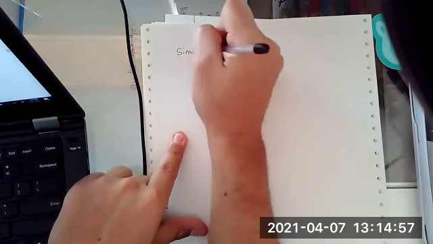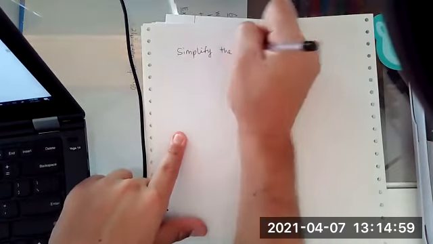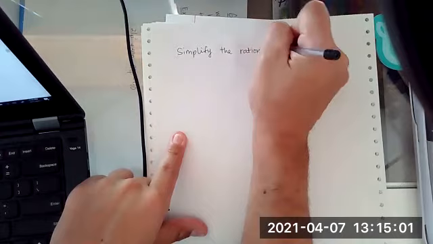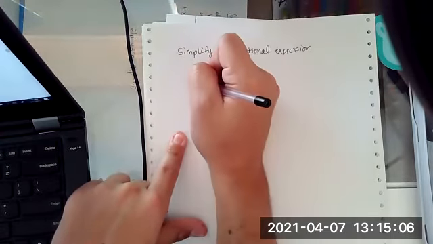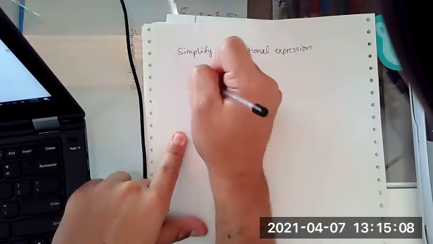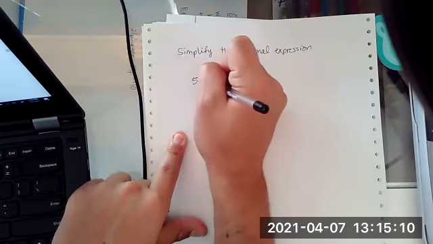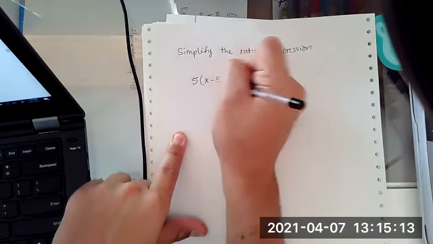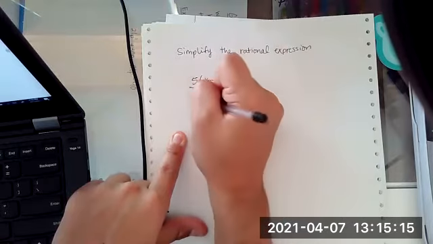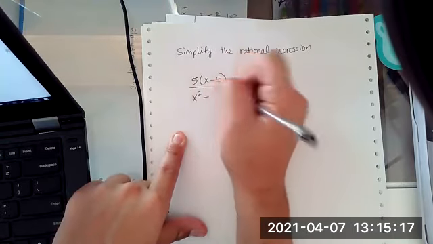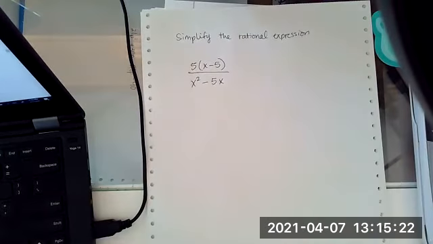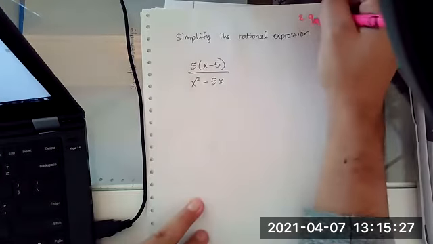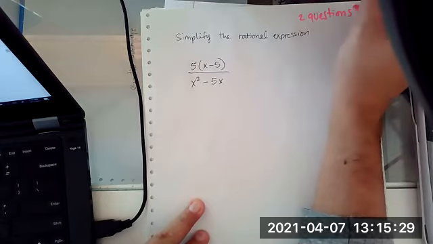So you're going to have problems that look like this. Simplify the rational expression. And the problem might look something like, let's call this, 5x minus 5 over x squared minus 5x. And if I'm not mistaken, you have 2 questions like this on the test.